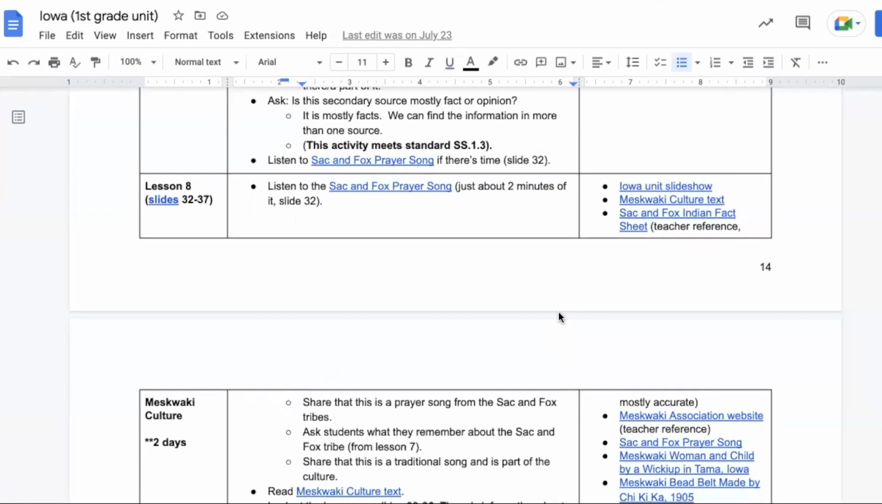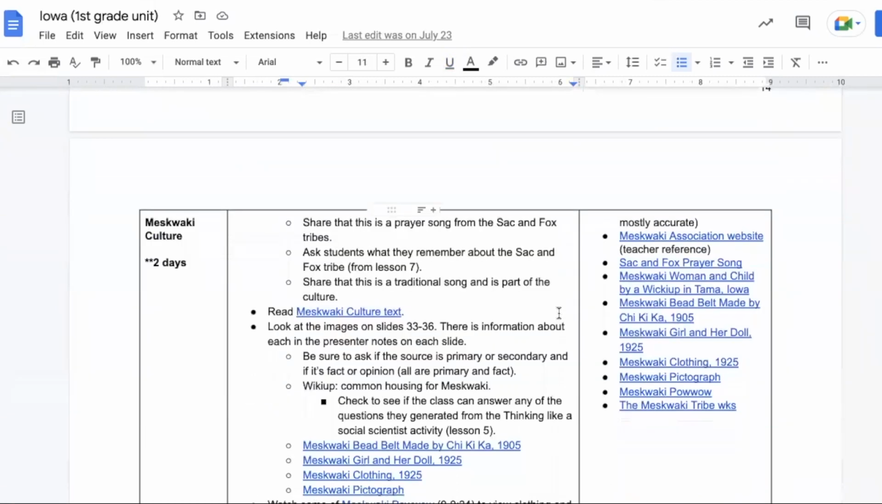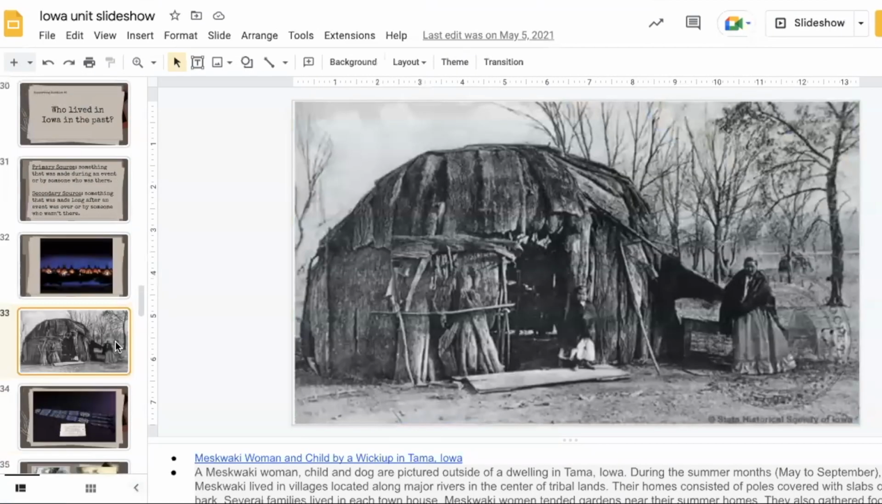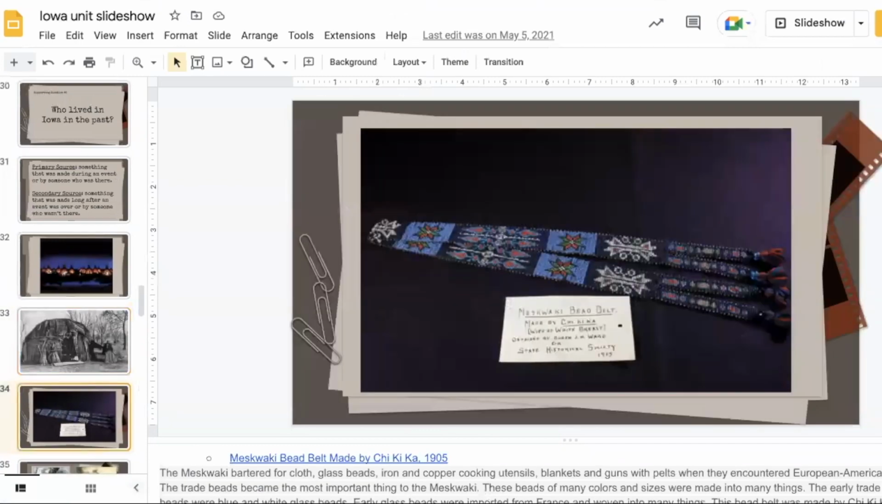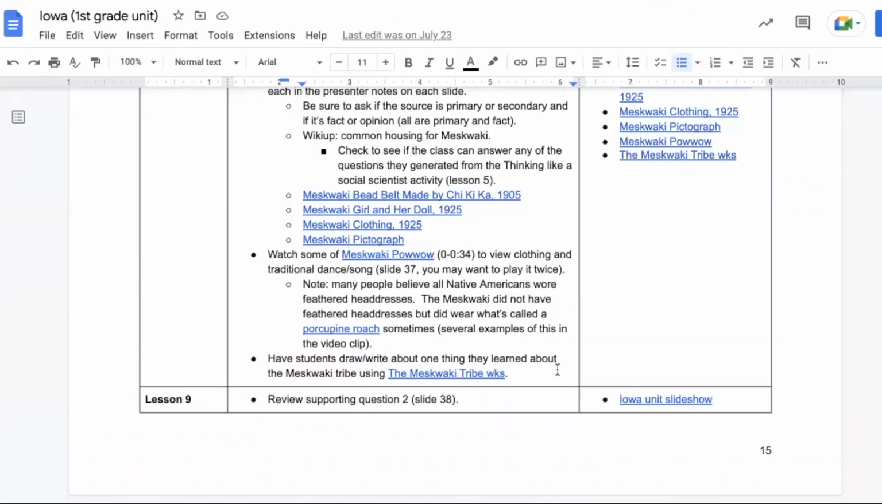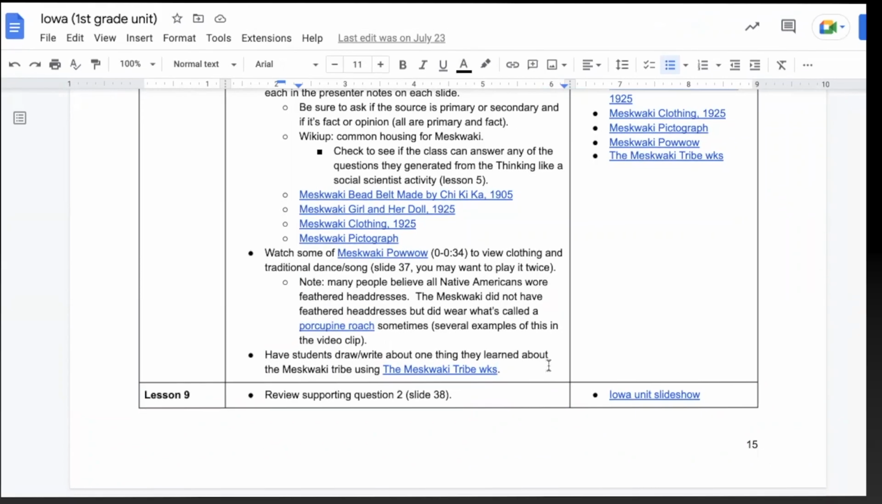In lesson 8, we learn a little bit about the Sac and Fox, and this leads us into a discussion about the Meskwaki. We have lots of images that we can look at to learn about some of the different cultural aspects of the Meskwaki. Students can complete the Meskwaki tribe worksheet to explain one thing they learned about the Meskwaki tribe.